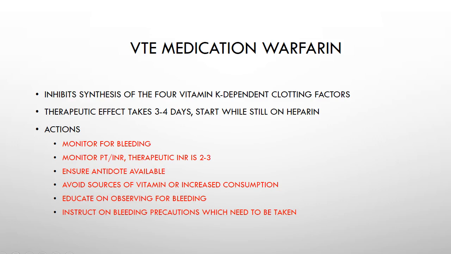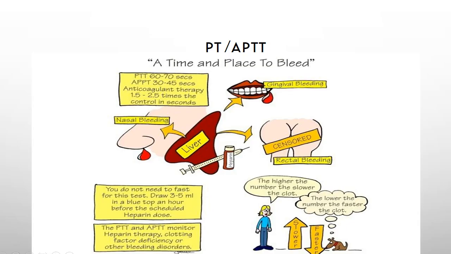You want to ensure that the antidote is available. The antidote is vitamin K. Teach your patient to avoid sources of vitamin K. Now, if your patient was eating vitamin K beforehand, like they loved their collards and were eating a bunch of collards, they can still eat a bunch of collards. They just don't need to increase their collard intake. You want to give them education about bleeding and tell them what kind of precautions they need to take.